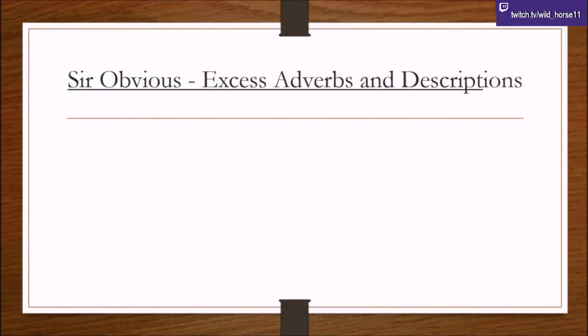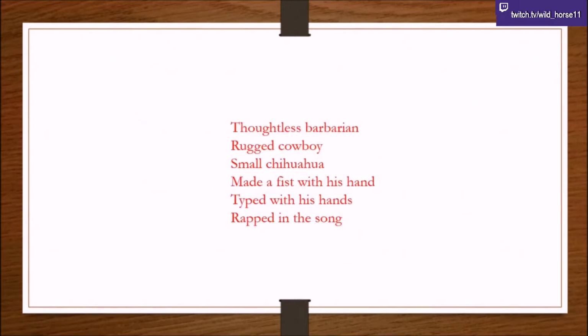Avoid repetitive descriptions. Some nouns or verbs are self-explanatory. You should never describe nouns which already have implied traits or detail the action of a verb. Here are some examples. Thoughtless barbarian, rugged cowboy, small chihuahua, made a fist with his hands, typed with his hands, rapped in the song.